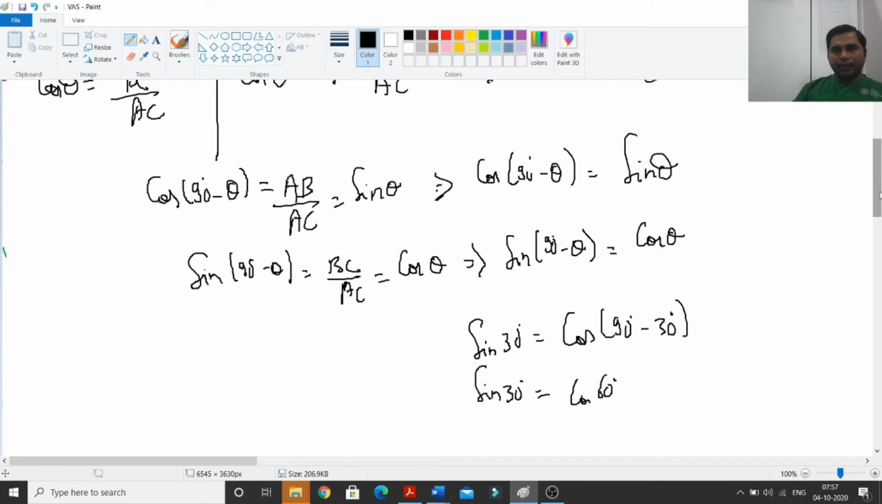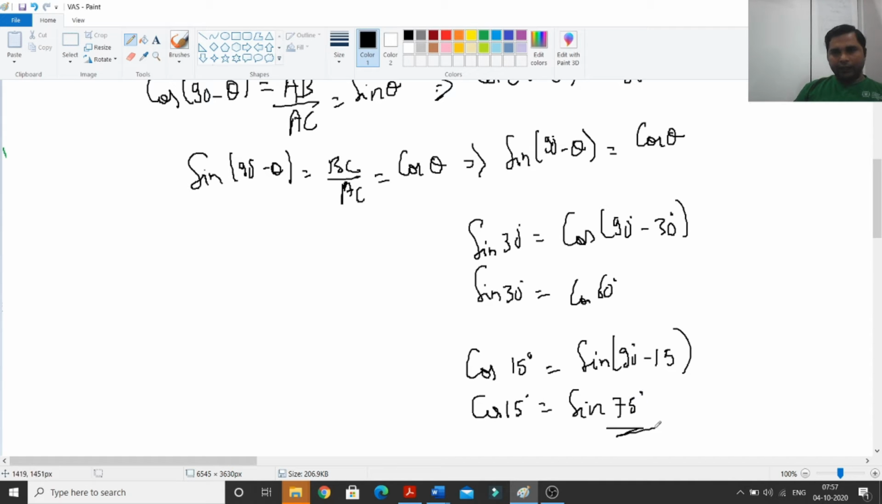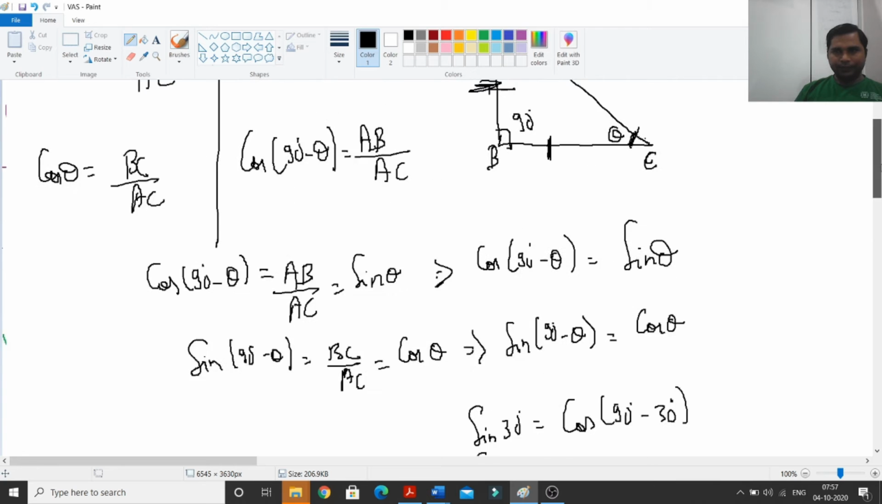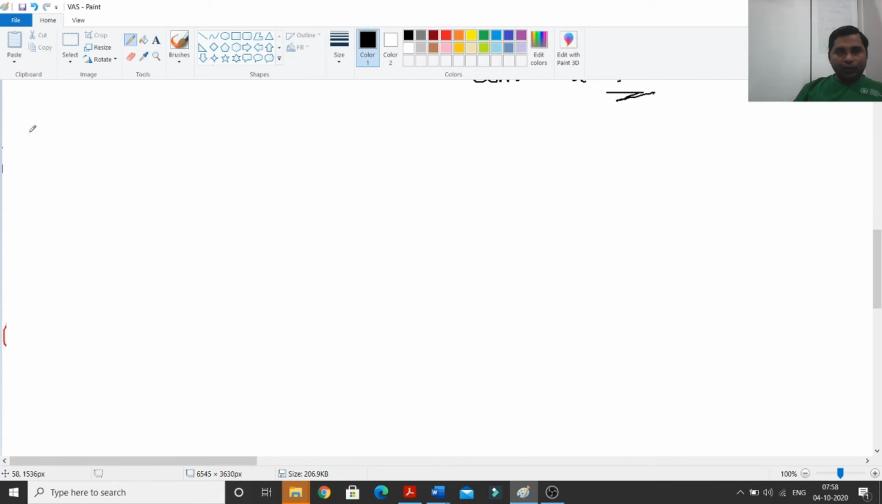Okay, you can take another example. If you take cos 15, cos 15 is the same as sin 90 minus 15. So cos 15 will be the same as sine of 75 degree, like that. You can use the calculator and check their values. Now we are going to learn conversion of trigonometric ratios.